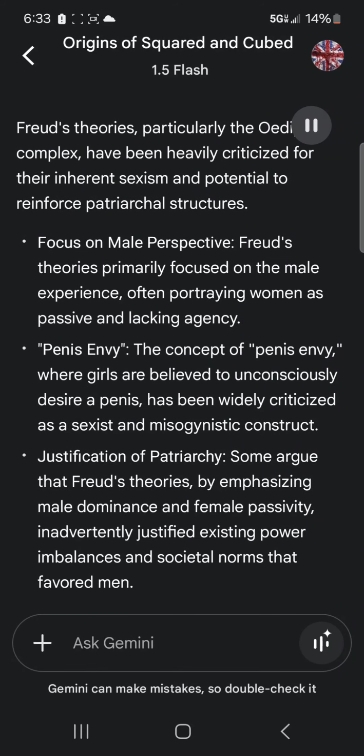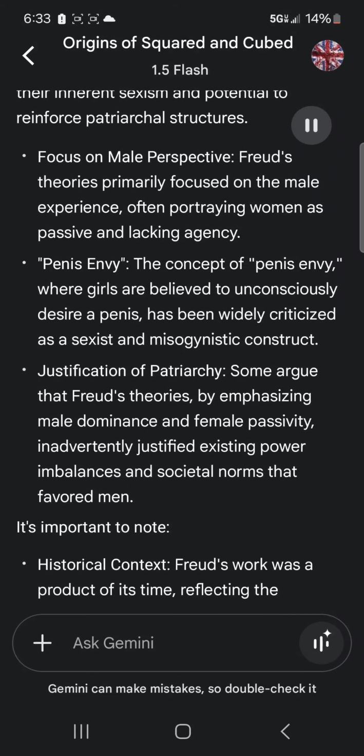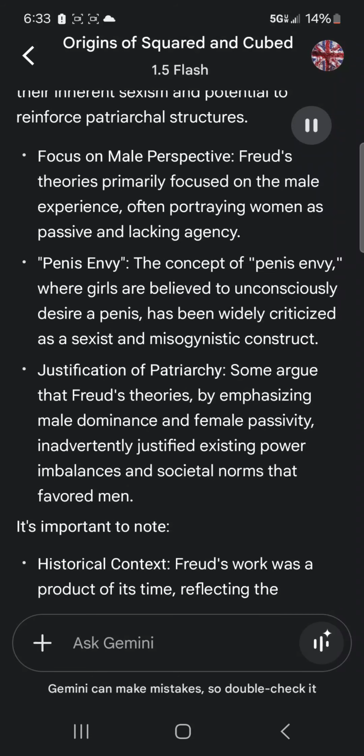Freud's theories, particularly the Oedipus complex, have been heavily criticized for their inherent sexism and potential to reinforce patriarchal structures. Focus on male perspective. Freud's theories primarily focused on the male experience, often portraying women as passive and lacking agency. Penis envy. The concept of penis envy, where girls are believed to unconsciously desire a penis, has been widely criticized as a sexist and misogynistic construct.